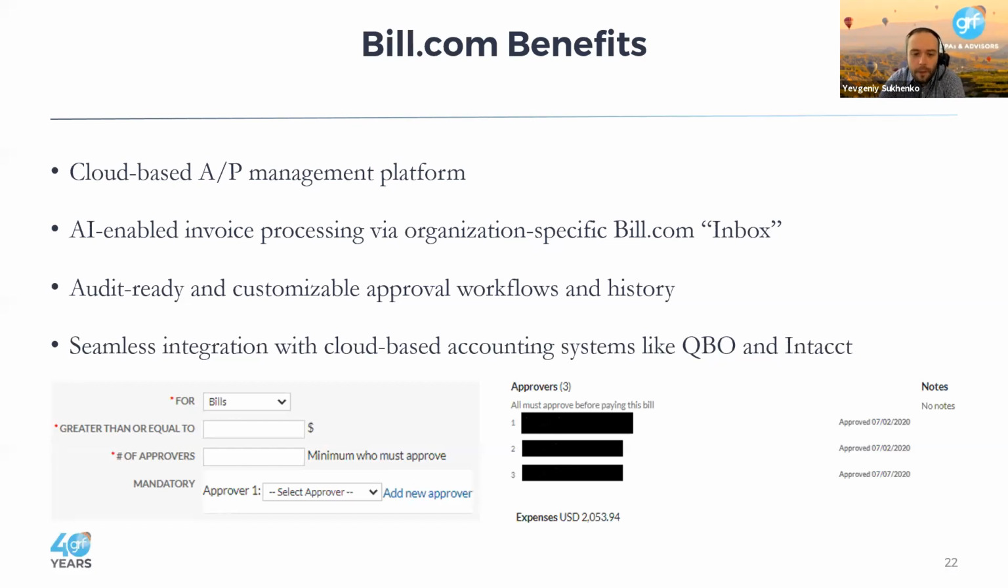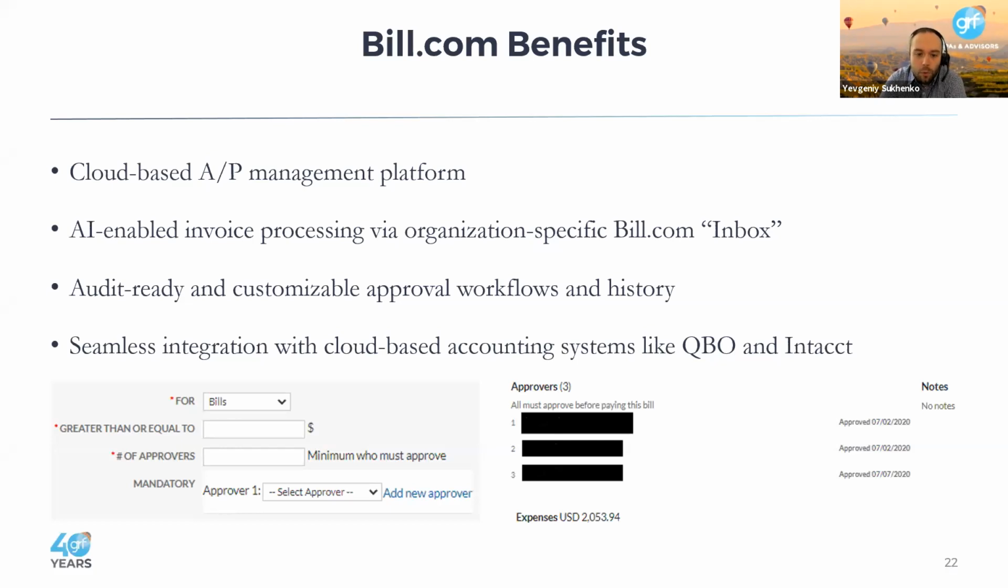And then finally, I had already alluded to this earlier, but Bill.com is synchronized with QuickBooks Online and Intacct. What that means is that you're doing all of your AP processing within Bill.com, and then all of those transactions are synchronized back into QuickBooks Online. So accounts payable is in sync, the balance is in sync between QuickBooks Online or Intacct and Bill.com.